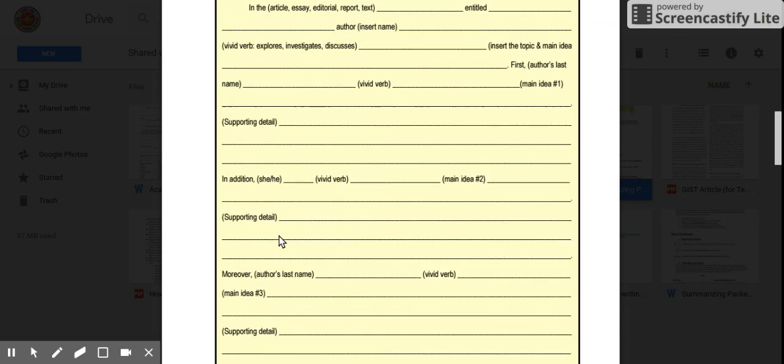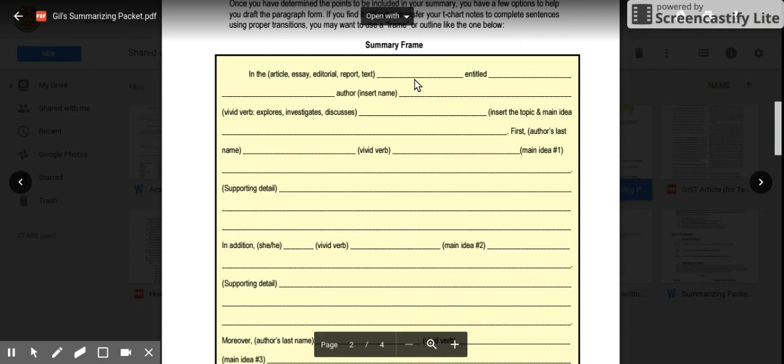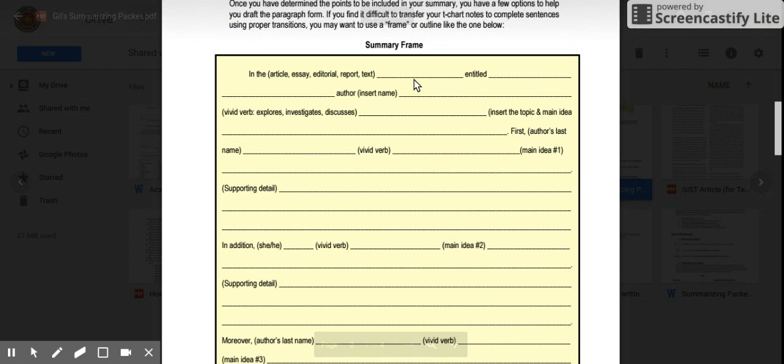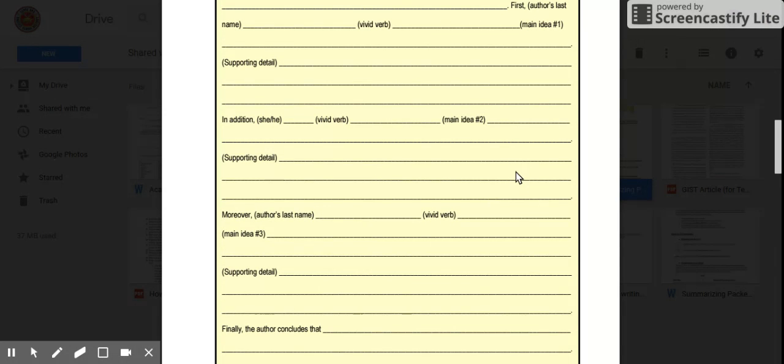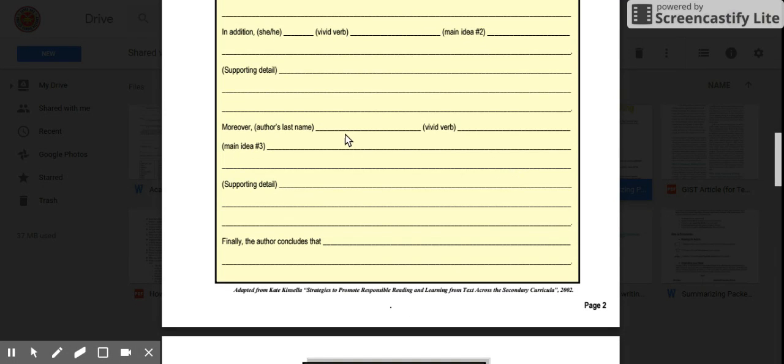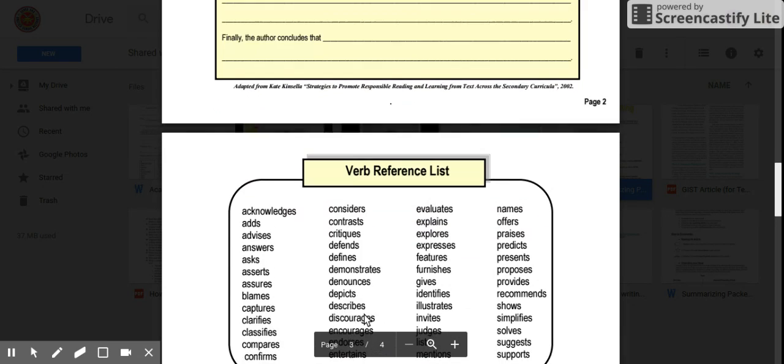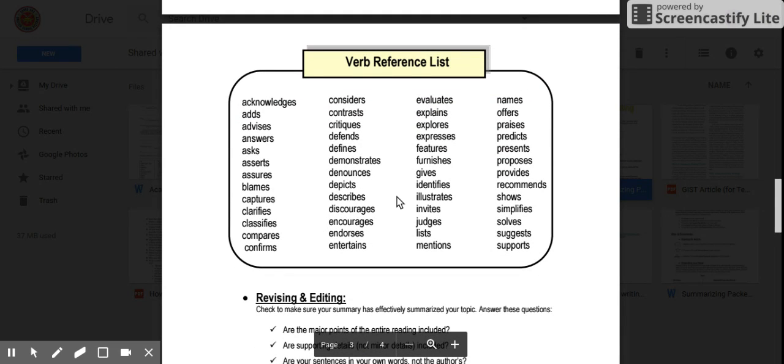So to summarize that once more, it's an introductory sentence telling you about the article. You have your main idea and your supporting detail, your second main idea and supporting detail, your third main idea and supporting detail, and then a concluding sentence. Now looking over here, this is the verb list I referred to. So when it says vivid verb in the sentence frame, you can pick one of these. Pick one that makes sense.